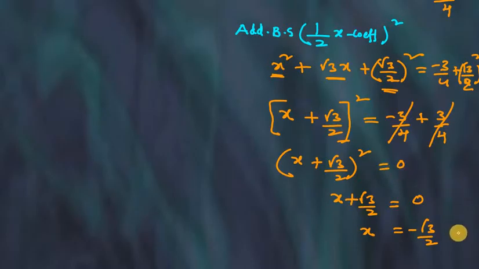So you know that every quadratic equation has two roots, but here it is root 3 by 2 and root 3 by 2. It is a repeated root. Why? Because we are not getting any constant here on the right hand side. So this is a repeated root. So this is about the sum.